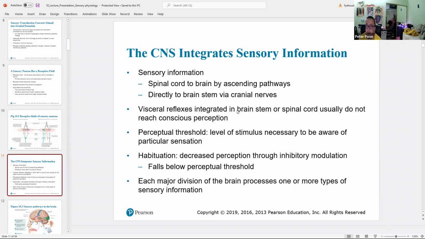We need to talk about something called threshold. The threshold is the level of stimulus necessary to be aware of a single particular sensation. If in the dark I fire 1 photon of light at your eye, that photon will activate, but it won't be enough to reach threshold, so you won't actually see anything. The same thing if I produce a very low wave sound, you won't be able to hear it.